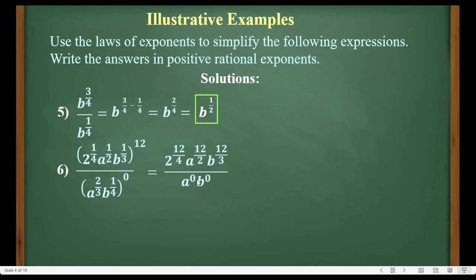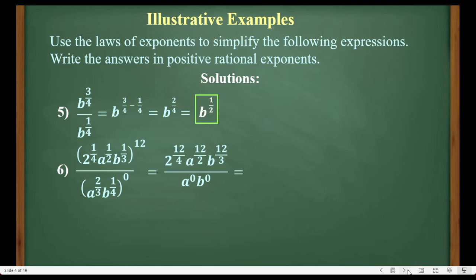So, the numerator becomes 2 raised to 12 over 4 times a raised to 12 over 2 times b raised to 12 over 3, over a raised to 0, b raised to 0. So basically, from the denominator, 0 is being distributed or multiplied to the exponent of each factor inside the parentheses. And of course, any quantity raised to 0 will give us the result of 1.